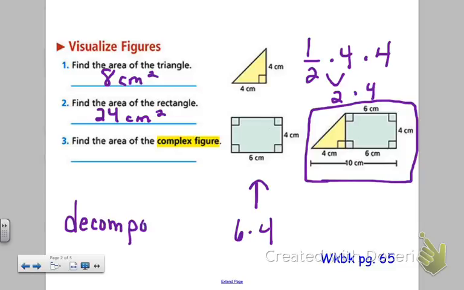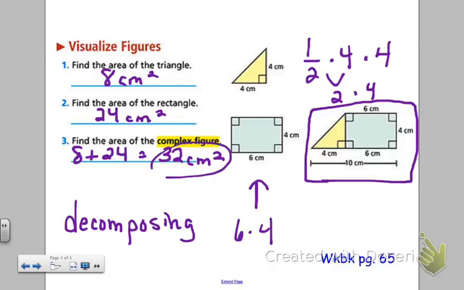Decomposing means that you break the figure up, or break it down, into your familiar shapes. Once you have the area of all of those shapes, just add them up and there's your total area of the complex figure. So all I would have to do is take the area of the triangle, the 8, combine it with the area of the rectangle, which is 24, and that is going to give me 32 square centimeters.